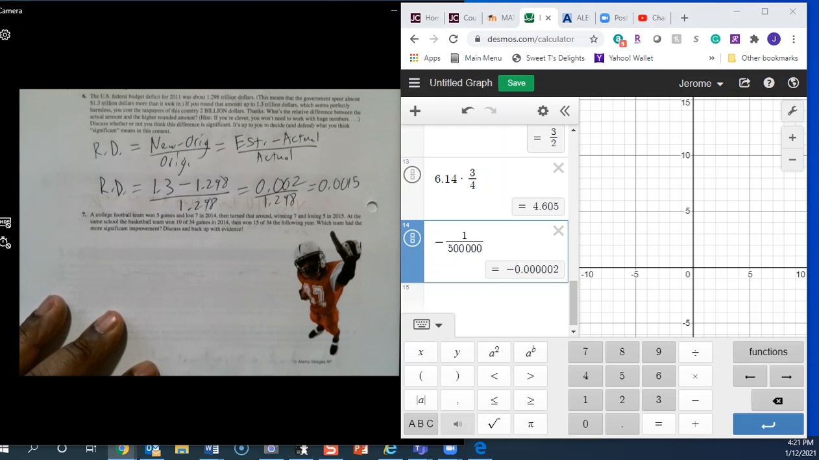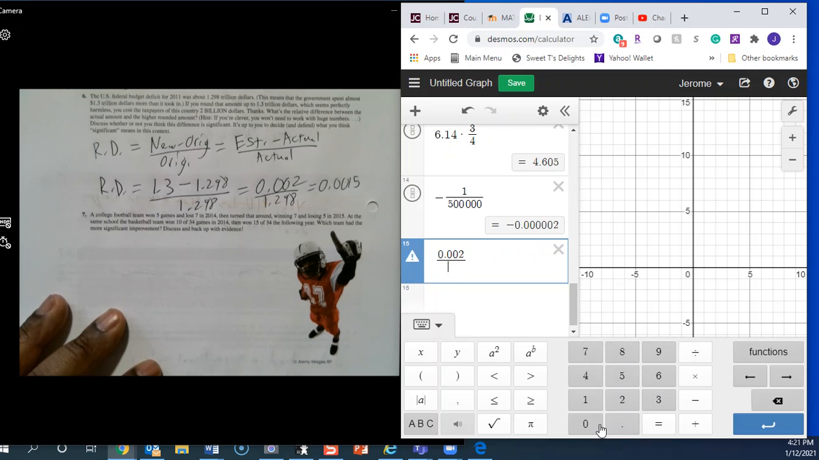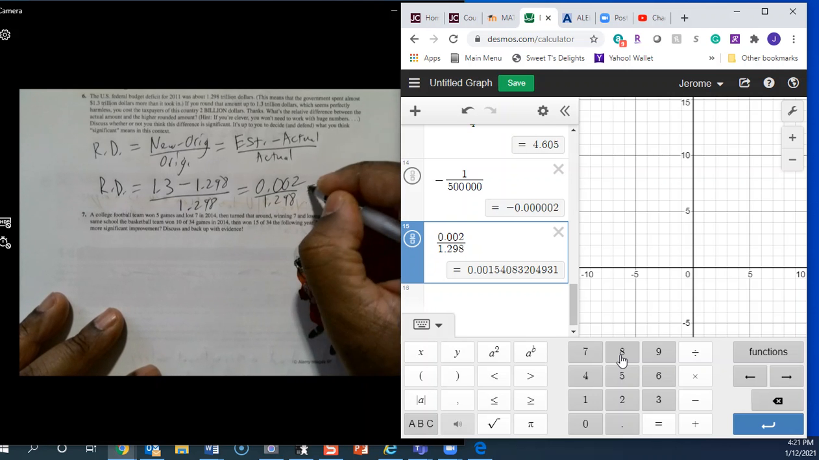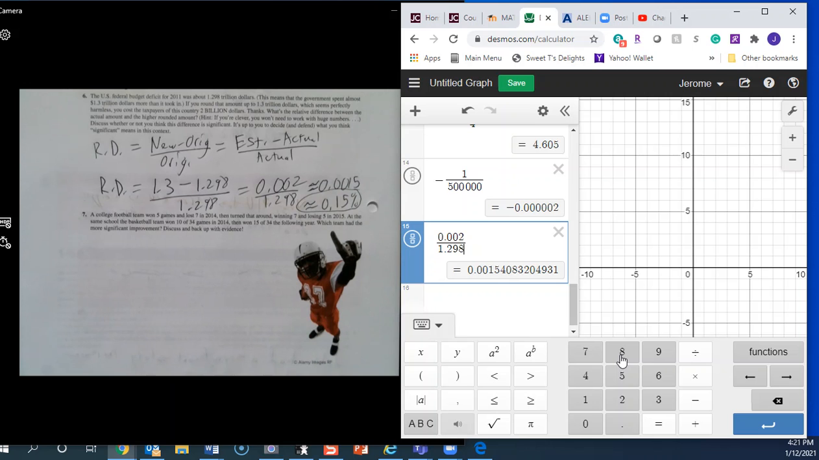So when we divide this out, this will give us 0.0015. And let me put this in a calculator just so you can see it. 0.002 divided by 1.298. And so we rounded to 4 decimal places, but we will write, and it's an approximate, we'll write this as a percent, so it'd be 0.15%, because relative difference is typically written as a percentage.